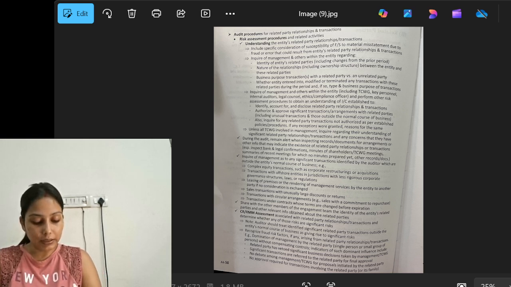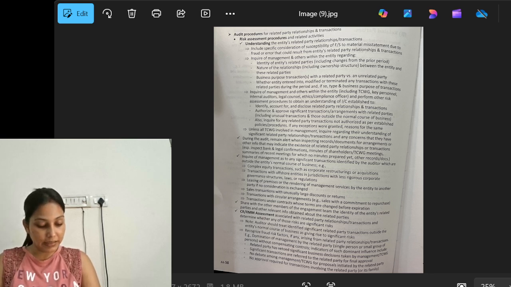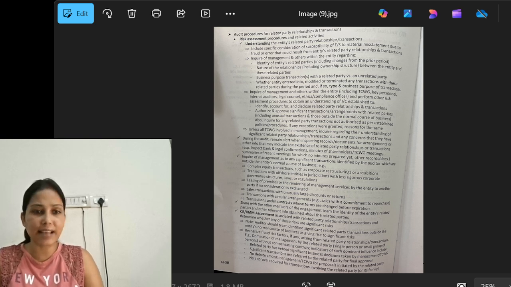During the audit, remain alert when inspecting records and documents for arrangements or other information that may indicate the existence of related party relationships or transactions. Inquire of management about significant transactions identified by the auditor which are outside the entity's normal course of business. A few examples are complex equity transactions, transactions with offshore entities, leasing of premises, sales transactions at large discounts or returns, transactions with circular arrangements, and transactions under contracts whose terms changed before expiration. These are just examples and not a conclusive list.